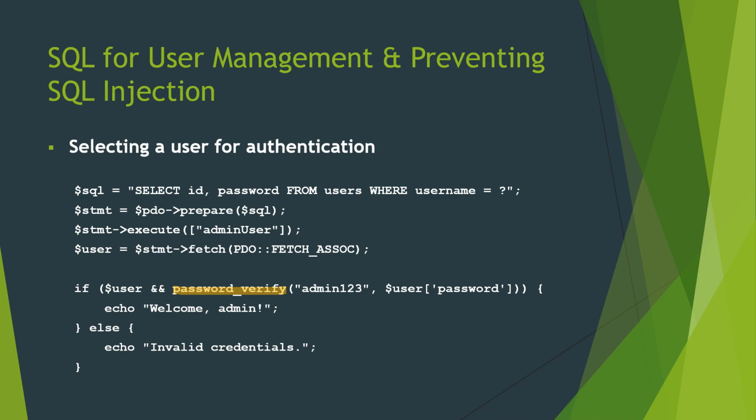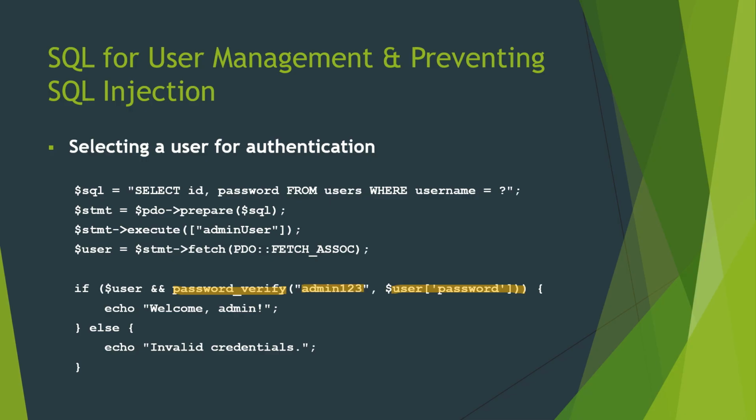It's part of the PHP password hashing API that was introduced in PHP 5.5, and it improved with later versions. Now, this is how it works. It's going to take two arguments, okay? The plain text password entered by the user, and then the hashed password stored in the database. So this is what was entered in the login form by the user, and this is the hashed password that was actually stored in the database.